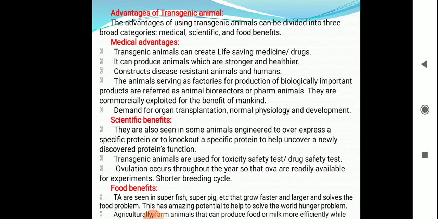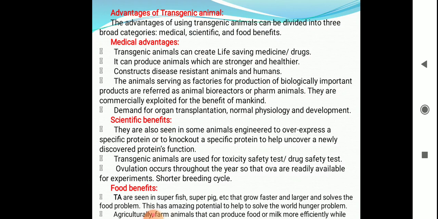The advantages of the transgenic animal we can divide into three categories. Some are medical advantages, some are scientific benefits, some are food benefits. Okay, now medical advantages. Transgenic animals can create life-saving medicine or drugs. Okay, the first. Next, it can produce animals which are stronger and healthier. Okay, construct disease-resistant animals and humans.